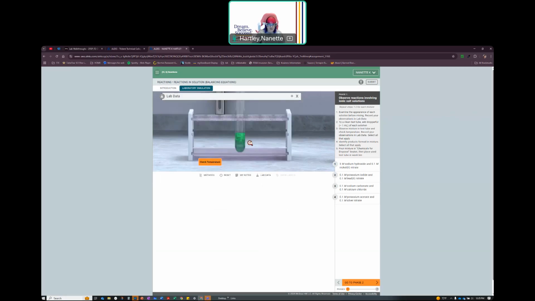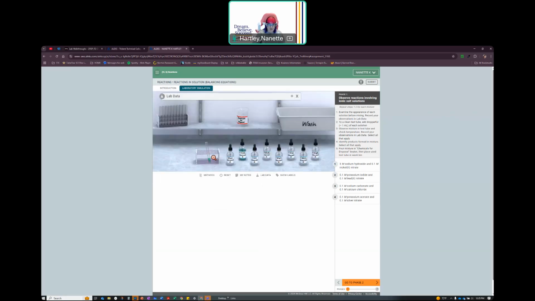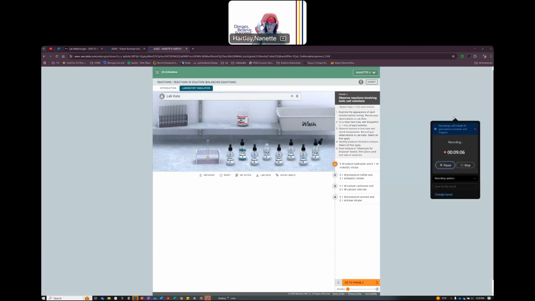I'm going to get rid of this. I'm going to zoom out, and then I'm going to put this into the chemicals for disposal. And then put this in the wash. Now I'm going to make some observations about the potassium iodide, which is this one, and the lead-2 nitrate. So I look at both of these, and they are colorless. That one is colorless, and that one is colorless.